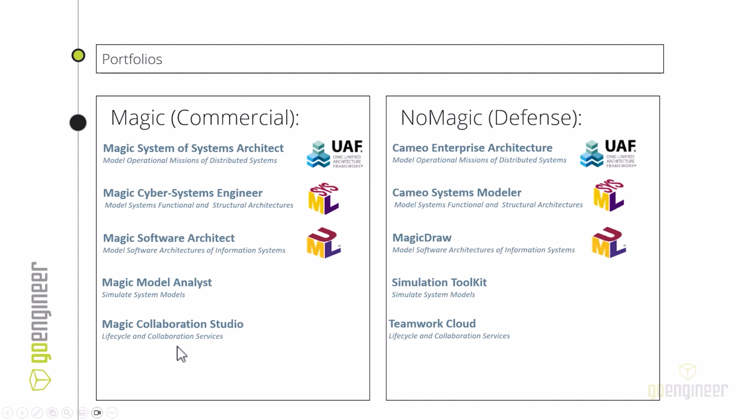So whenever I say Magic Collaboration Studio, that is the same as Teamwork Cloud. It's just a bundle of Teamwork Cloud and Cameo Collaborator. And so you get those 2 in 1 on the commercial side. Magic Model Analyst is the exact same as the simulation toolkit. And then you have the 3 standard products. And so Magic Software Architect is the same as Magic Draw. These are both based on UML if you're doing any software modeling.